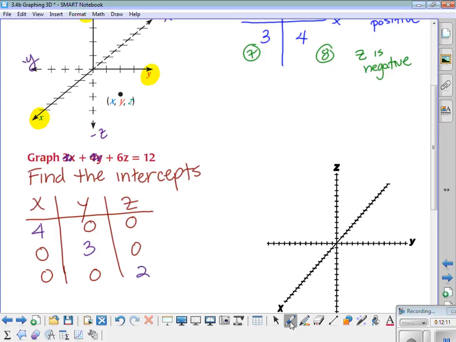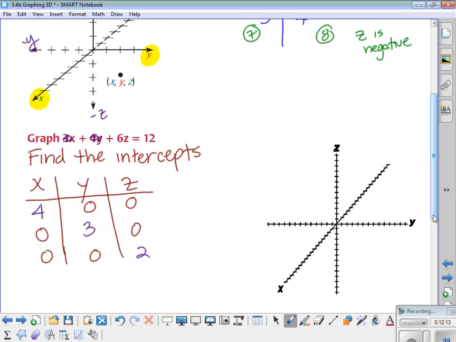And then you just plot those on the axes. So on the x-axis, I go to 4. 1, 2, 3, 4. On the y-axis, I go to 3. 1, 2, 3. And on the z, I go to 2. 1, 2. And then you just connect the points, because what this equation actually represents is a plane in space. So that's the plane that you're representing with that equation.